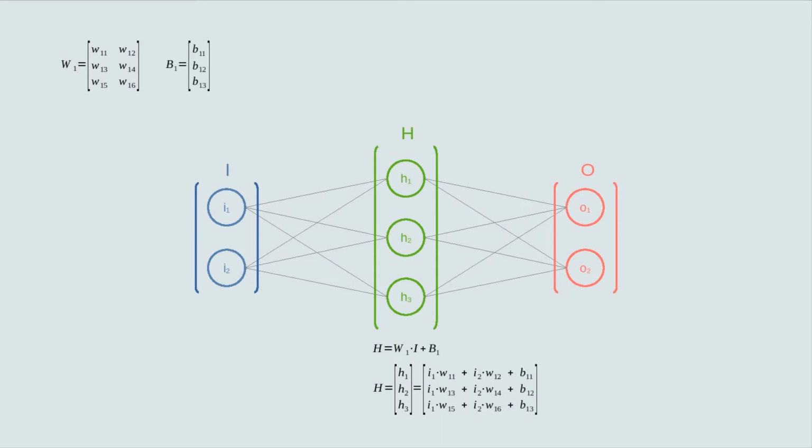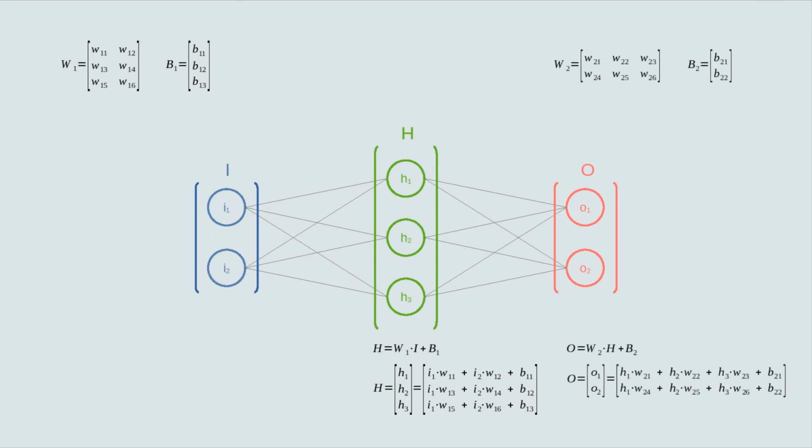Also, we need to add some constants that are known as biases to these weighted connections. This is done in order to be able to add a few adjustments to the result to fit the prediction with the data. To calculate the column vector O, we will basically repeat the same process. O will be equal to another weight matrix W2 multiplied by the previous layer H plus a second column vector called B2 for the biases.